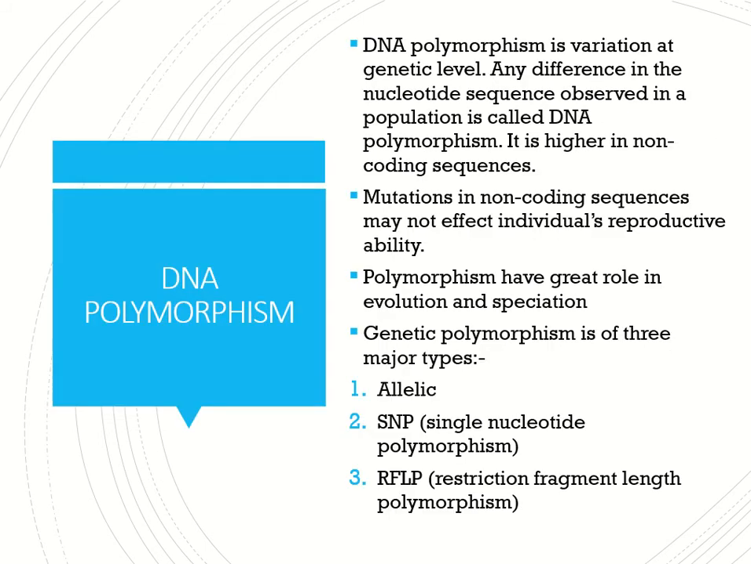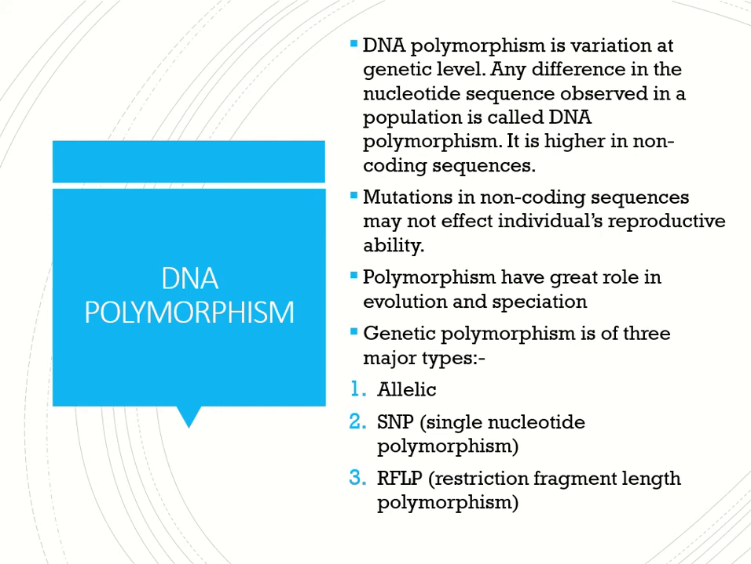DNA polymorphism. DNA polymorphism is variation at genetic level. Any difference in the nucleotide sequence observed in a population is called DNA polymorphism. It is higher in non-coding sequences. Mutations in non-coding sequences may not affect individuals' reproductive ability. Polymorphism has a great role in evolution and speciation.